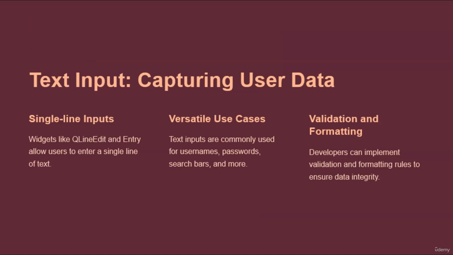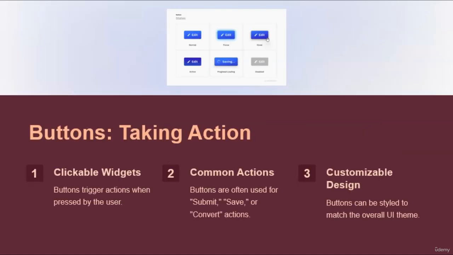Moving on, text input widgets such as QLineEdit in PyQt or Entry in tkinter allow users to enter a single line of text. These widgets are commonly used for fields like usernames, passwords, or search bars. You can create a text input widget where users can type their name. These widgets often include features like input validation, allowing you to control the type of data that can be entered. Text input fields are interactive, and you can retrieve the user's input for further processing, such as form submission or search queries. Moving on to buttons.